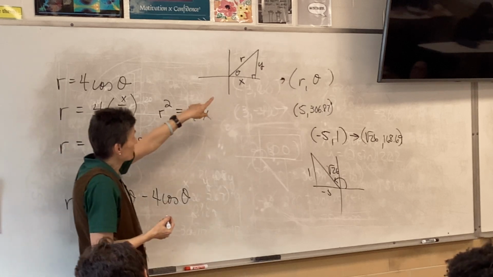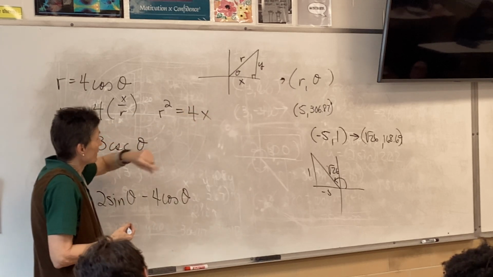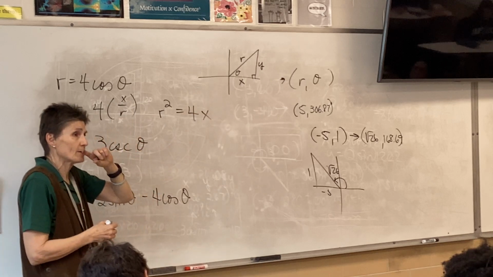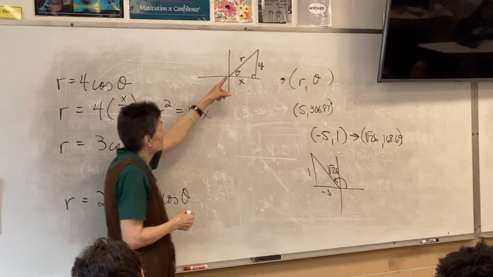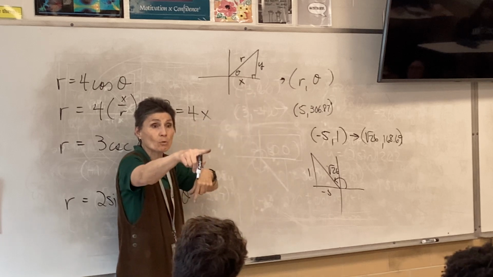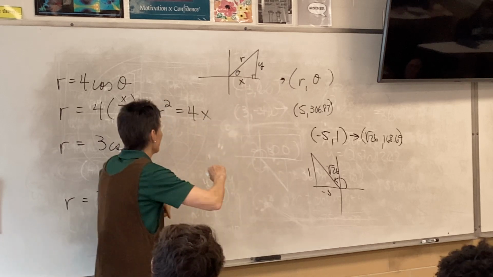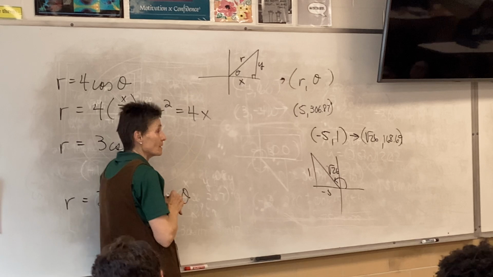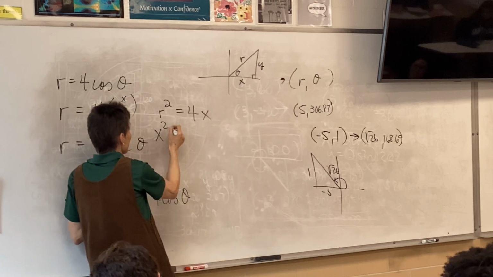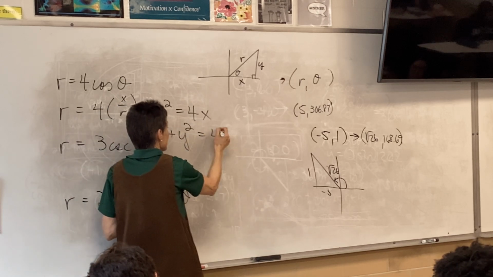Now, look at your picture. What can you tell me about r squared? It's x squared plus y squared, isn't it? So that r squared is going to become x squared plus y squared equals 4x.